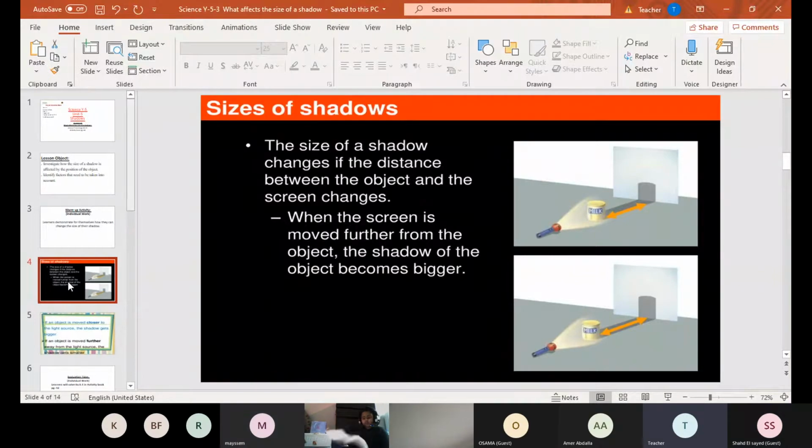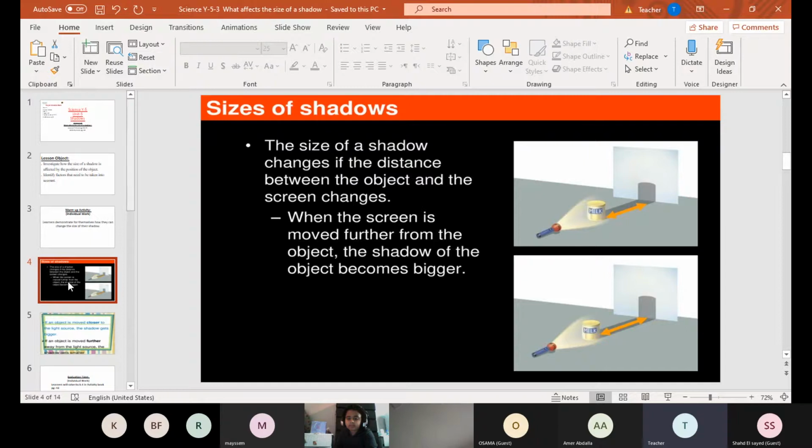First, we just checked whether the size increases or decreases, right? So they said the size like this: when I put the torch near to the box, the size will be increased, right? And it also depends on the distance. The size of the shadow changes if the distance between the object and the screen changes, right? So when you go away, it means that the distance is changed here. When the screen is moved further from the object, the shadow of the object becomes bigger.